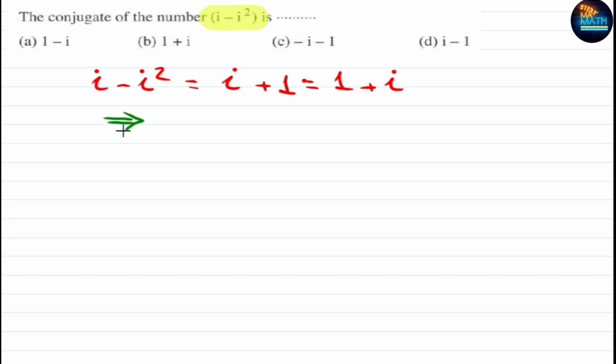So what is the conjugate of this number? You just change the sign of the imaginary part. So it's 1 minus i instead of 1 plus i. So the conjugate is 1 minus i.